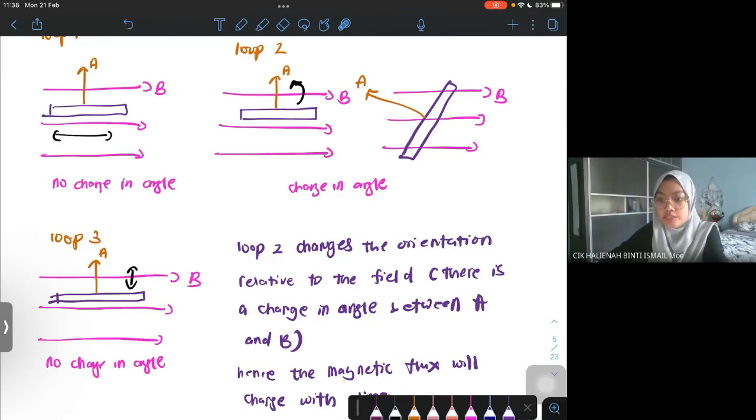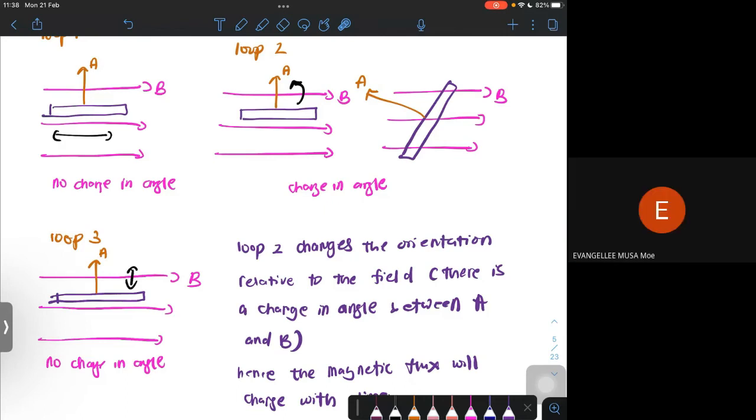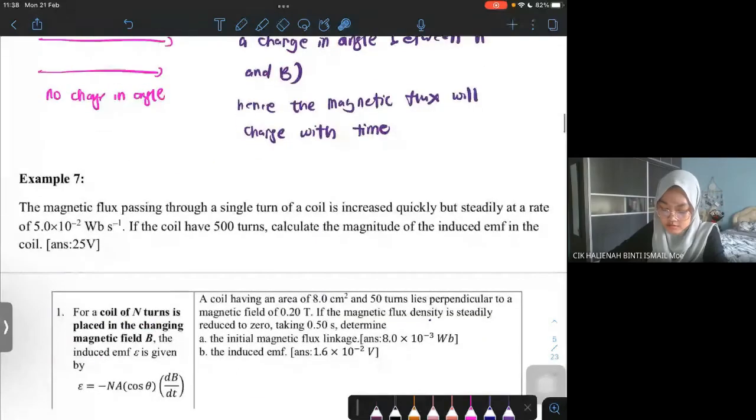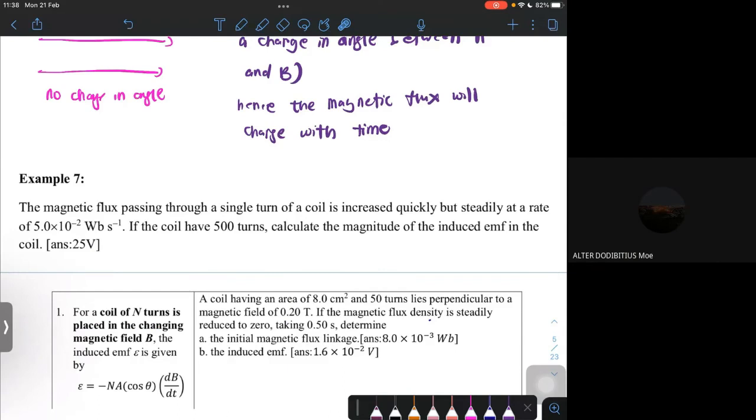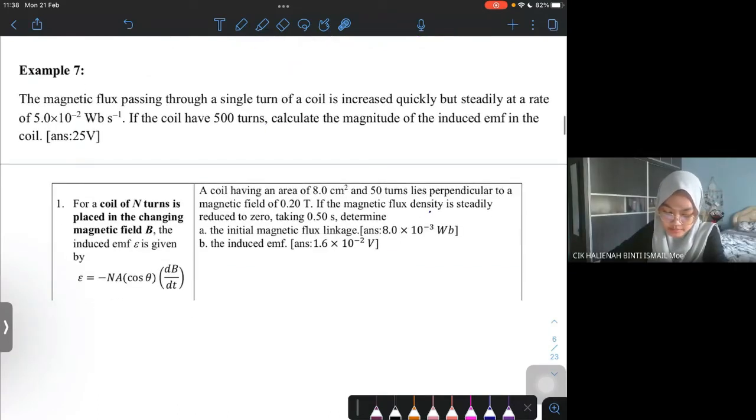Okay, any other question? No, Miss. Okay. If there's no question, let's see example 7 here.